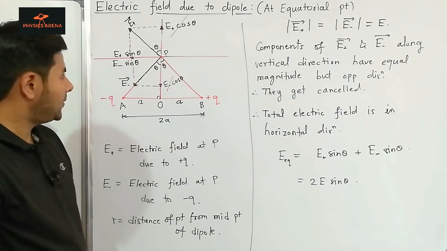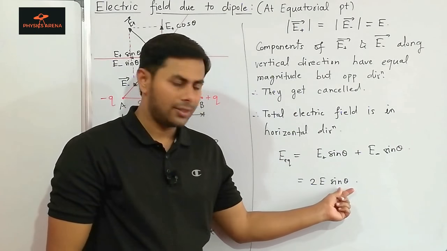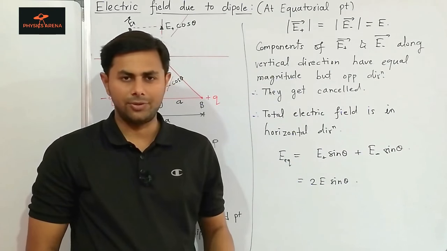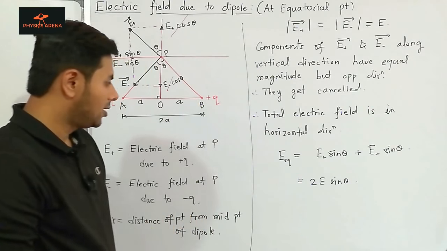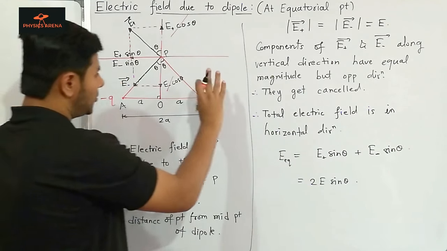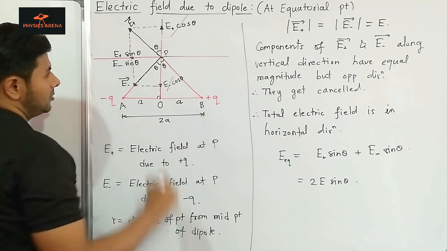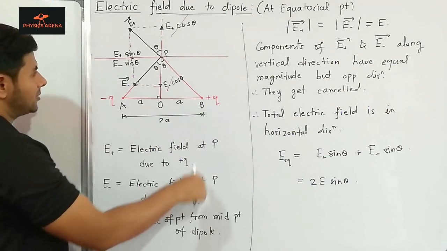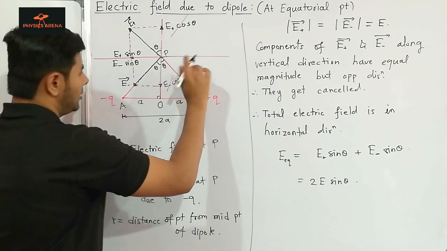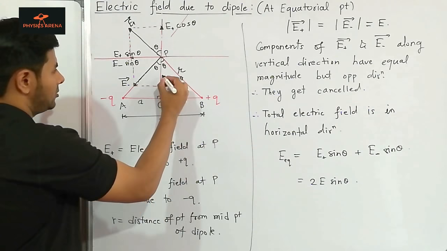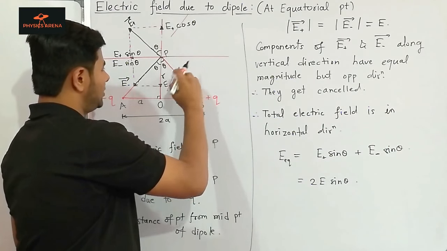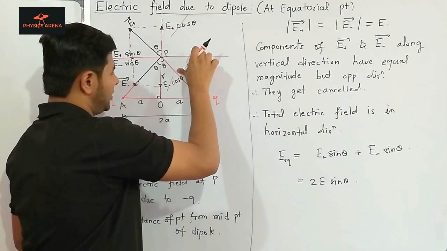Now we just have to find the magnitude of E and the value of sine theta, then we'll have the value of the electric field due to the dipole at an equatorial point. So E is the magnitude of the electric field due to minus Q or plus Q at that point. From minus Q or plus Q, the point is at this much distance. Let's call it something else.